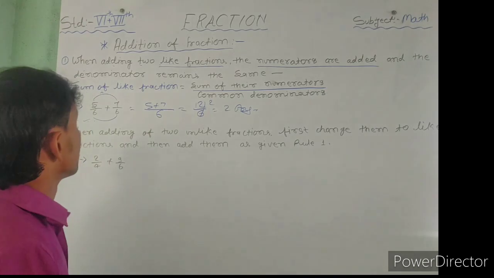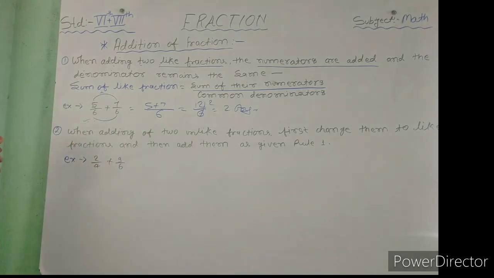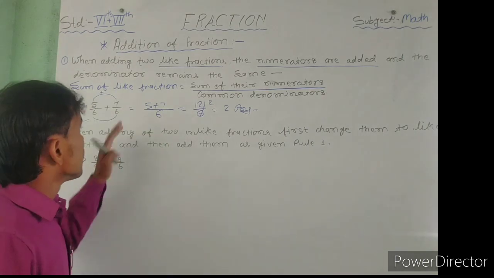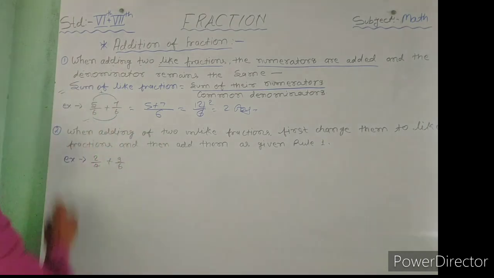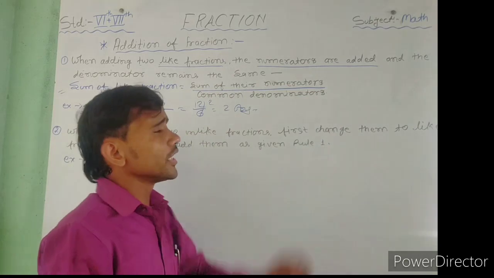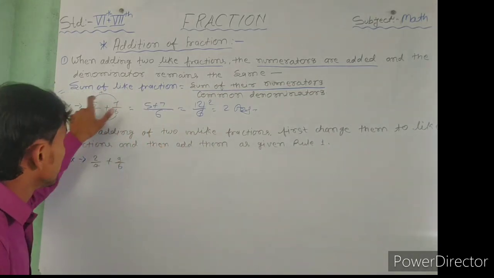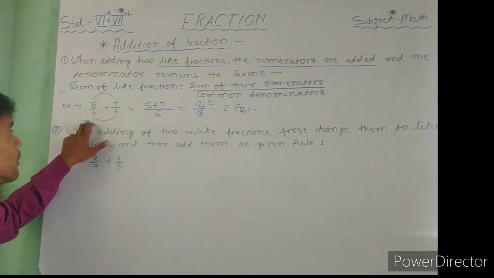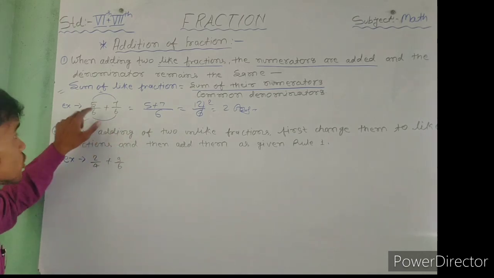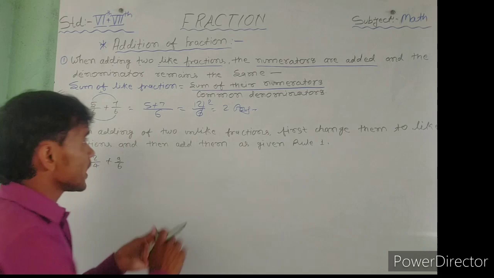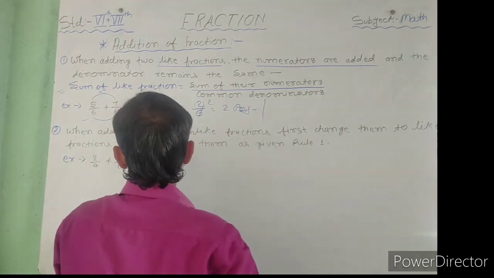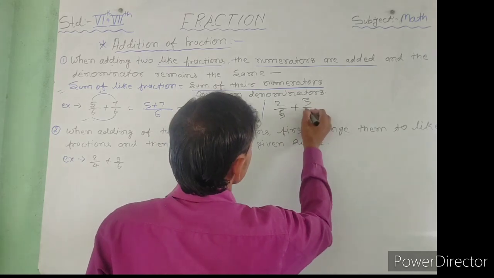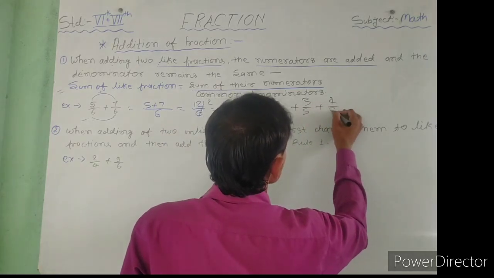So that is how to add like fractions. The rule is the sum of the numerators over the common denominator. Here the denominators are 6 and 6, so that is the common denominator. Just like another example: 2 by 5 plus 3 by 5 plus 4 by 5.